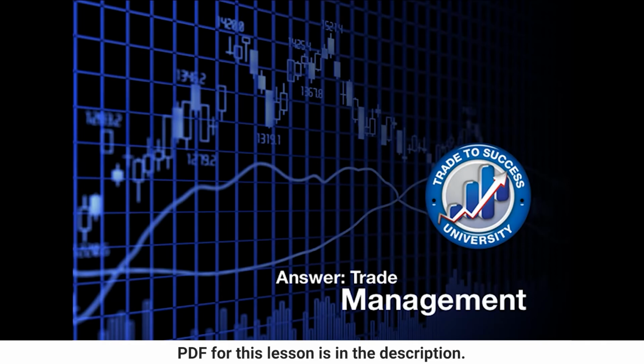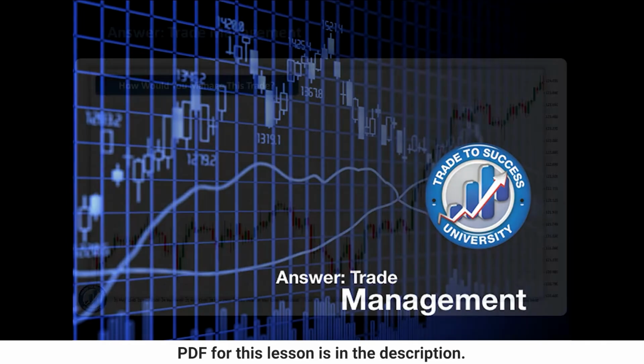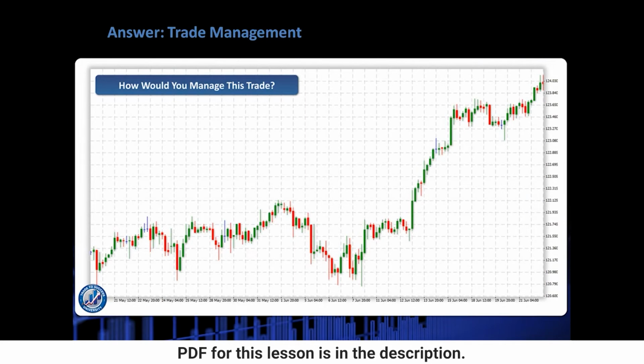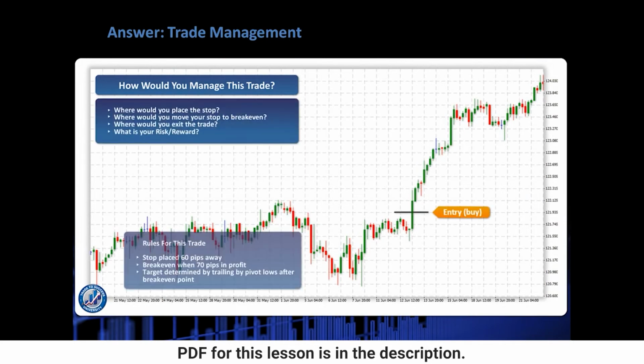Okay, so let's go through the answer of the trade management question on the previous page. So how would we manage this trade? We've got our entry marked out, and the rules for this trade is that the stop is placed 60 pips away, the break even is when we're in 70 pips profit, and the target is determined by trailing by pivot lows after the break even point.